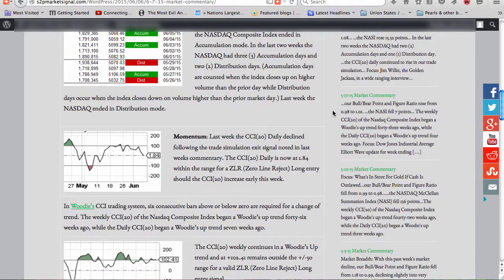Momentum. Last week, the CCI 20 daily declined following the trade simulation exit signal noted in last week's commentary. The CCI 20 daily is now at 1.84, within the range for a zero-line reject long entry should the CCI 20 increase early this coming week. In Woody's CCI trading system, 6 consecutive bars above or below zero are required for a change of trend.